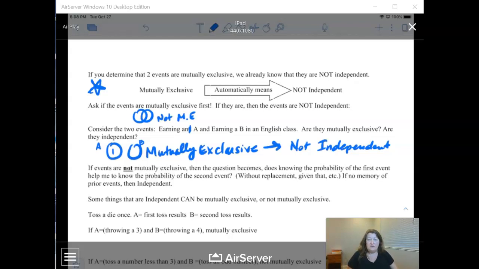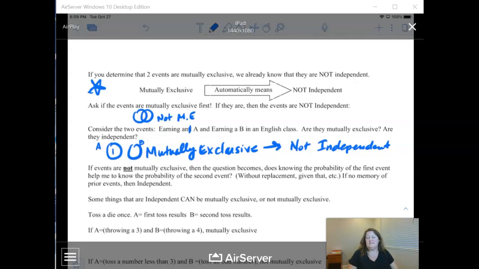So the second that you know it's mutually exclusive, you're either in one circle or the other, those are not independent. Once you know that you're in one circle, there's no way for you to be in the other circle. So we already know a little bit more about what happens next once you know one thing has already happened. So if events are not mutually exclusive, which means there is an overlap, then the question becomes, does knowing the probability of the first event help me to know the probability of the second event?